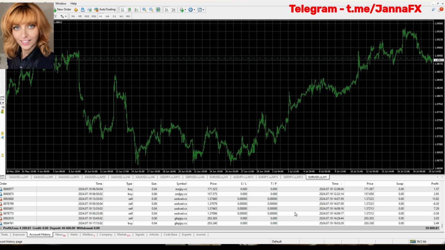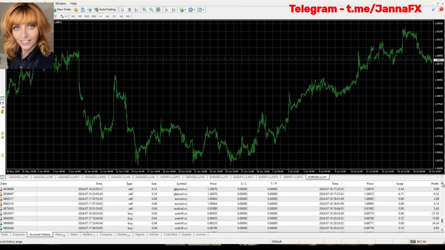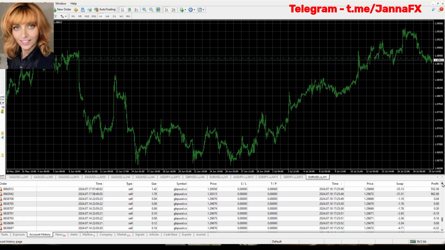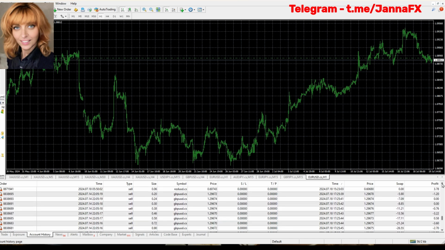And it looks like the lot sizes were not very high, because that's what I was checking, how big the lot size would go. The starting lot is 0.02. And I can see that pound dollar went to two lots, something like that. And that's pretty much it.